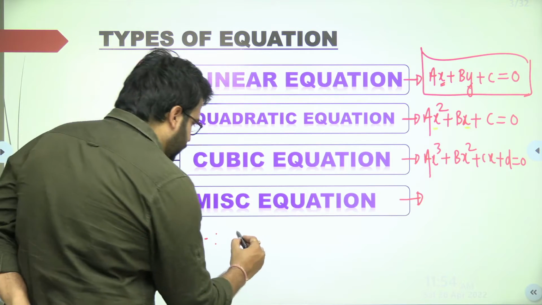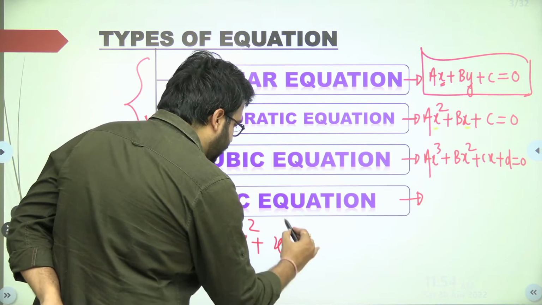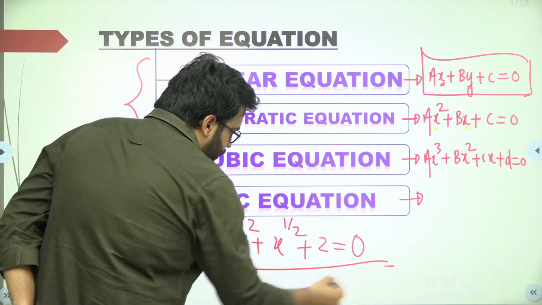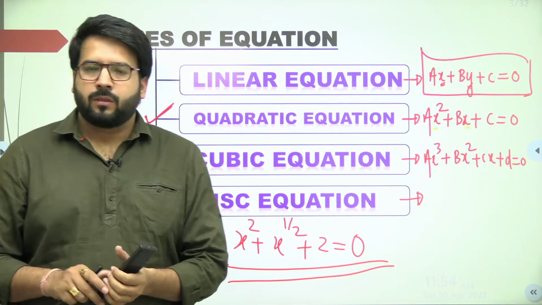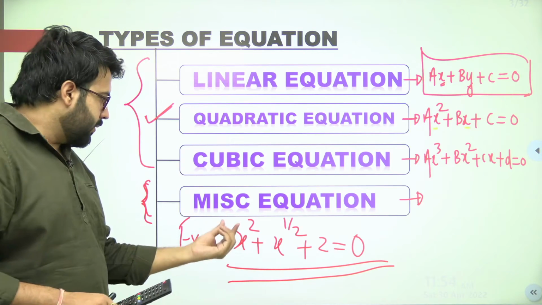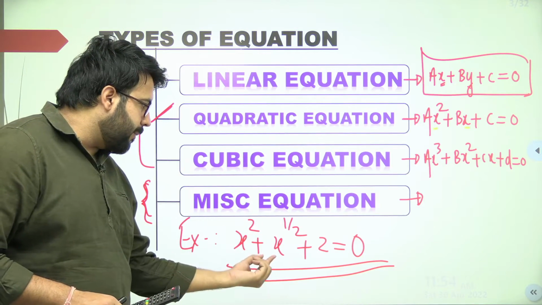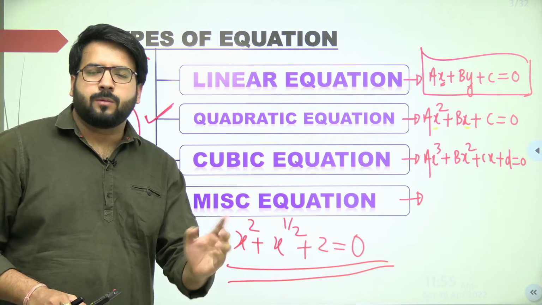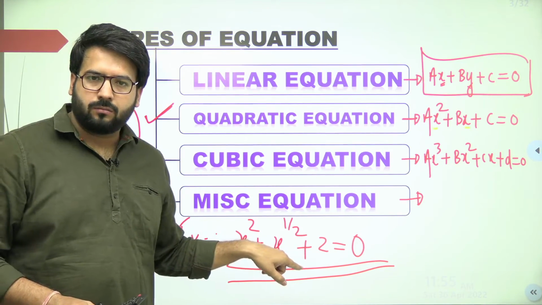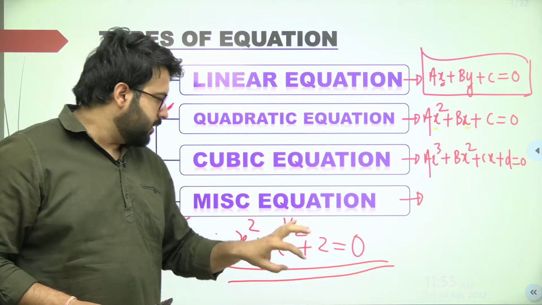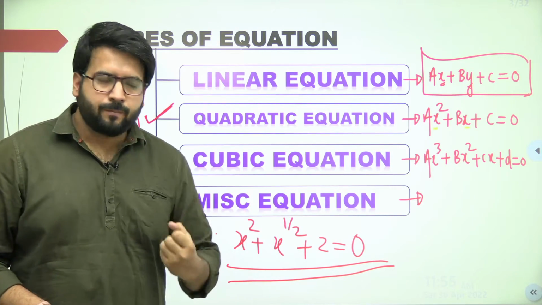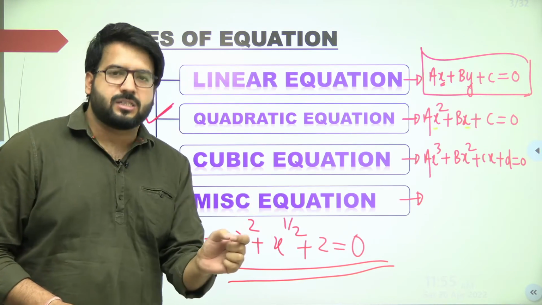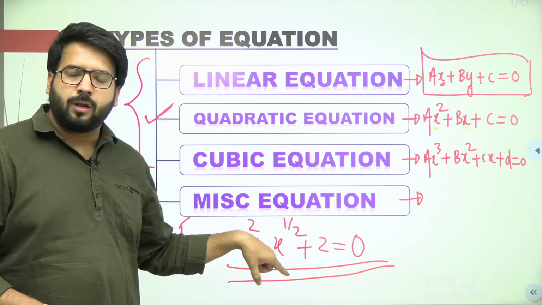If I write x square plus x to the power 1 by 2 plus 2 is equal to 0, this is an equation. The power of the exponent is 2. The power of the exponent is 1 by 2. So it is okay for an equation, but it is not a polynomial. Getting my point? It is not a polynomial. The reason is very simple: the power of the exponent is not an integer. That's why this is not a polynomial, but this is an equation.